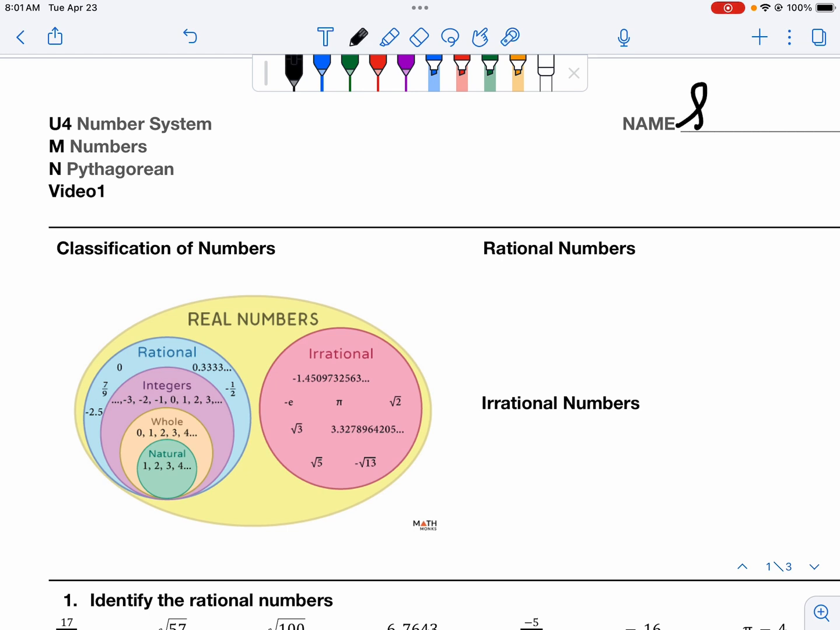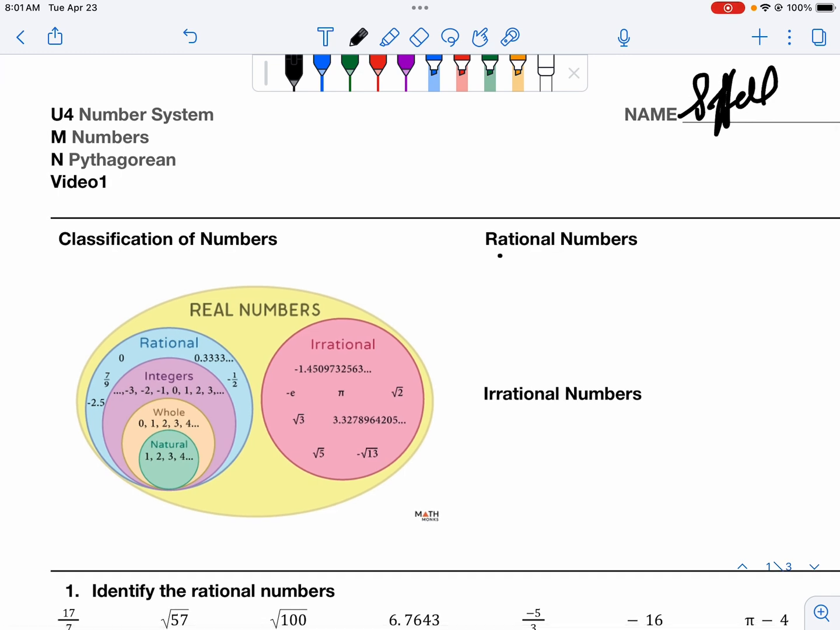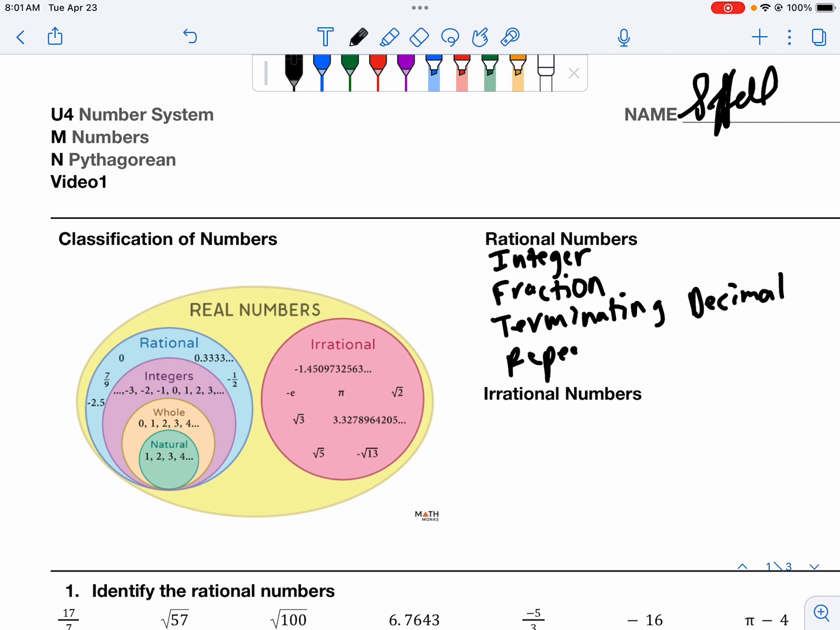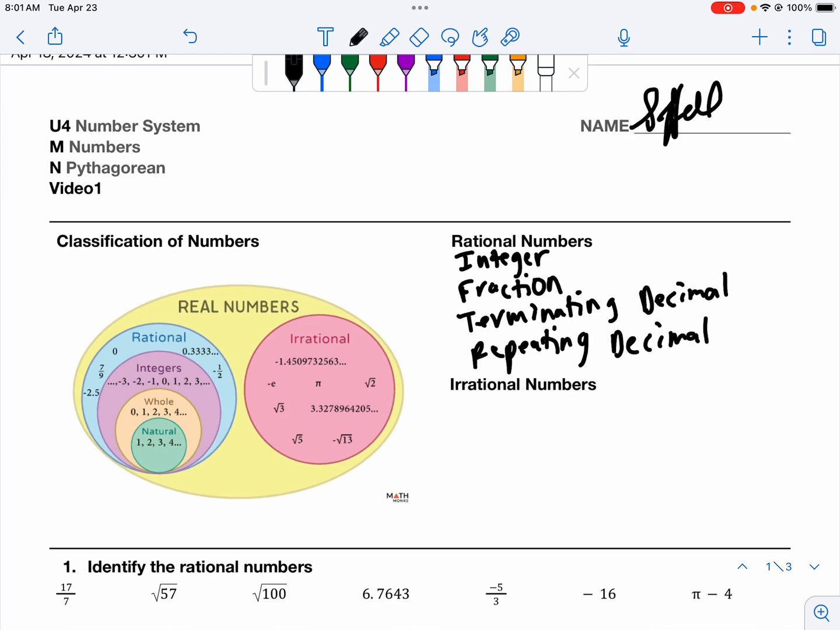All right, so let's remember that a rational number is an integer, a fraction, a terminating decimal, and a repeating decimal. The reason why repeating and terminating decimals are rational numbers is that those can both be turned into fractions.